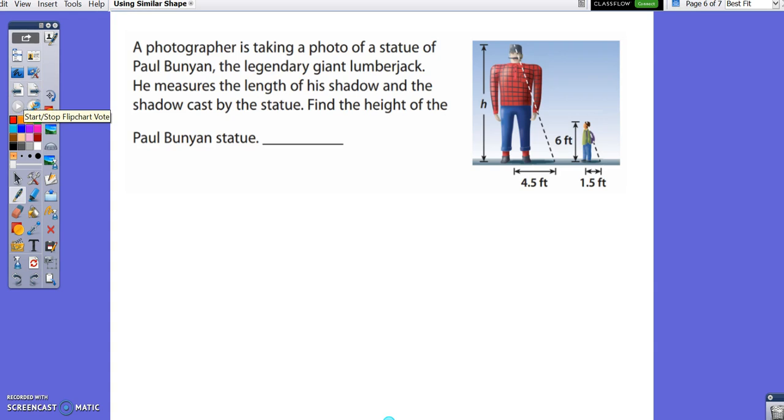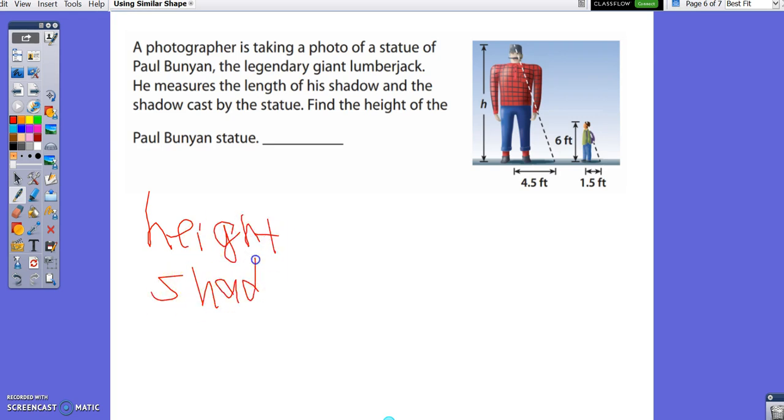A photographer is taking a photo of a statue of Paul Bunyan, the legendary giant lumberjack. He measures the length of his shadow and the shadow cast by the statue. Find the height of the Paul Bunyan statue. You want to create a proportion. I would recommend that you do height over shadow for your word ratio, and then set up your proportion accordingly and see what you get. Good luck.